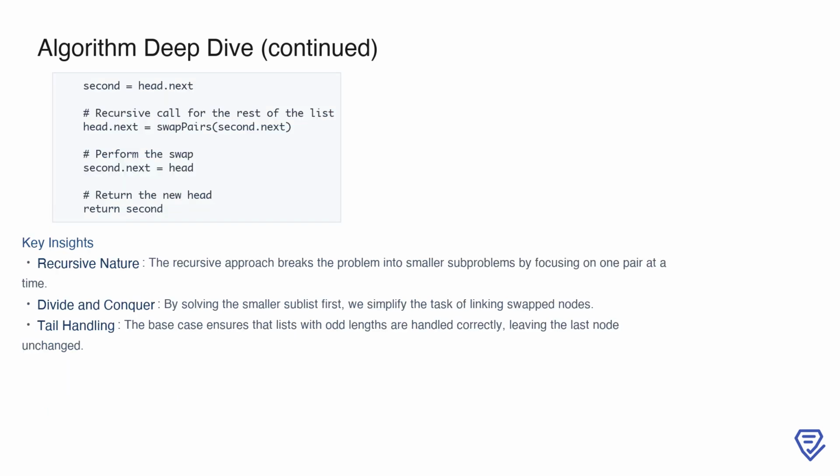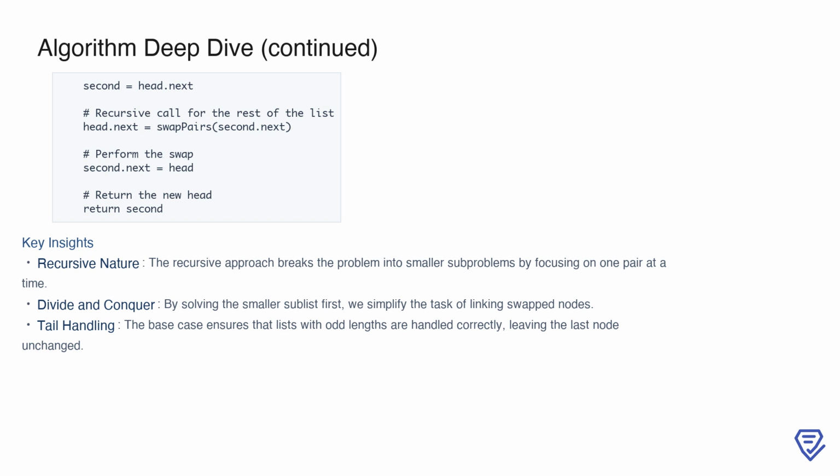Here's the complete recursive function in code. First, we handle the base case by checking if the list has fewer than two nodes. If so, we return the head as is. Then we identify the two nodes to swap, head and second. Next, we recursively call swap pairs for the rest of the list, starting at second.next. After the recursive call, we perform the swap by making second.next point to head, reversing their order. Finally, we return second as the new head of the current sublist.